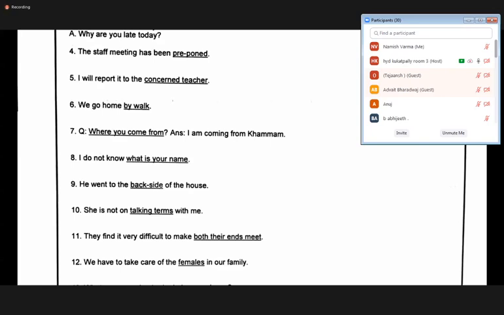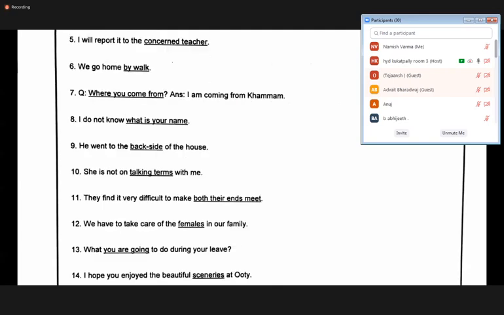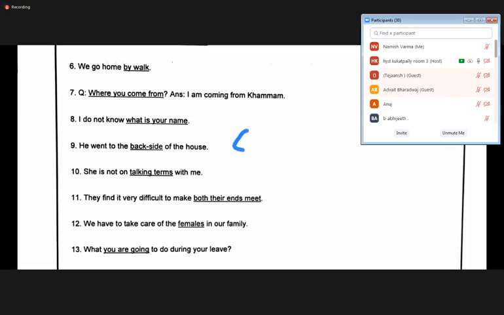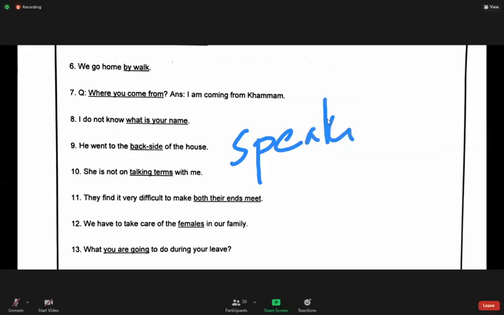Next, ninth. He went to the back side of the house. Just only back of the house. He went to the back of the house. She is not on talking terms with me. She is not on good terms. The expression "talking terms" is wrong. The correct expression is speaking terms. Speaking terms. Right. Next.